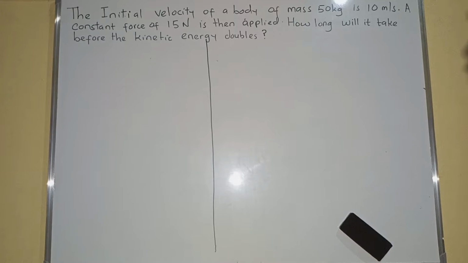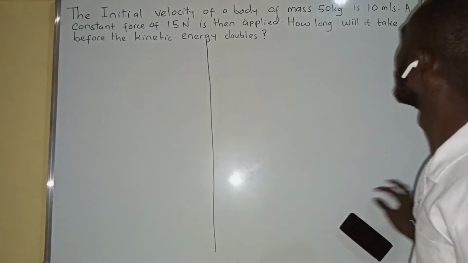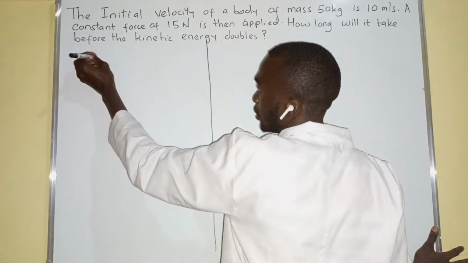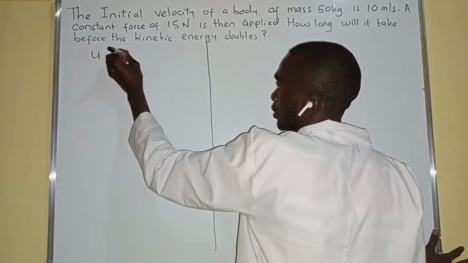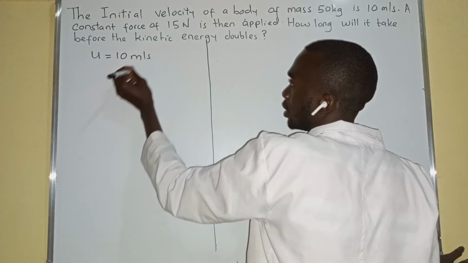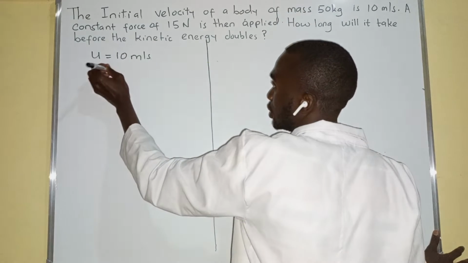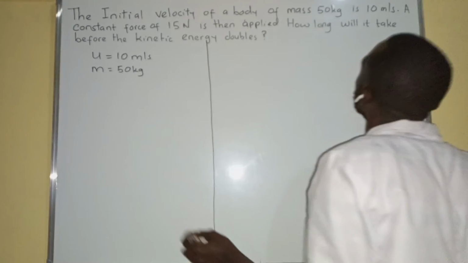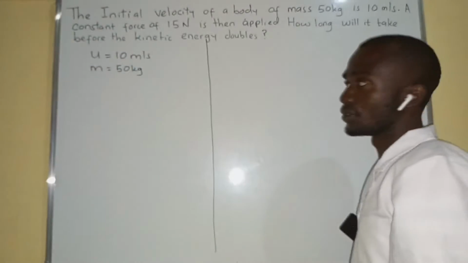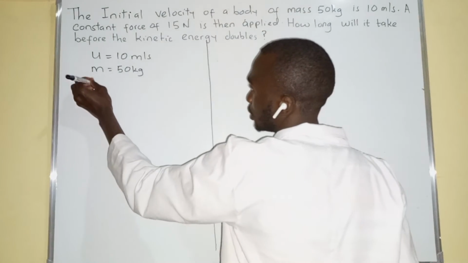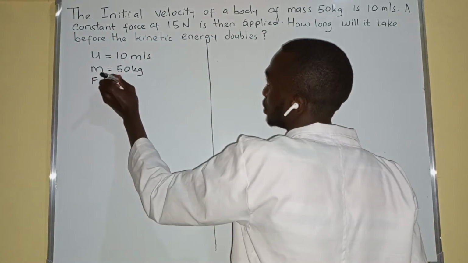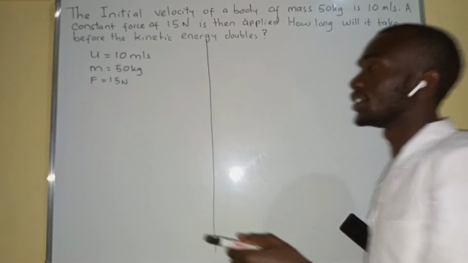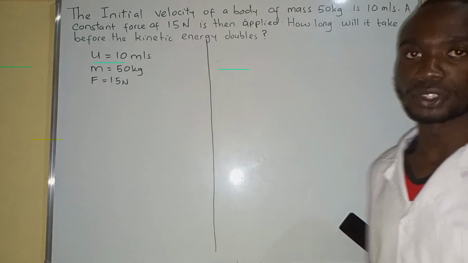The initial velocity of a body of mass 50 kilograms is 10 meters per second. So the initial velocity u is equal to 10 meters per second, and the mass of the body is equal to 50 kilograms. A constant force of 15 newtons, so the force is equal to 15 newtons, is then applied. How long will it take before the kinetic energy doubles?